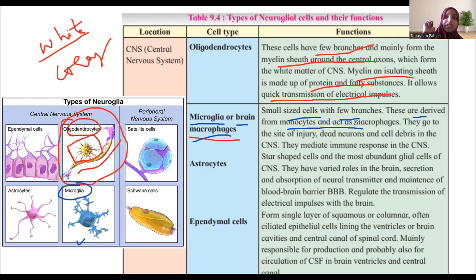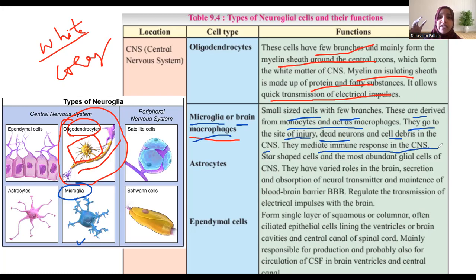They will do phagocytosis. They will eat up the infected cell. They will eat up any bacteria or any virus that has gained entry inside the body and is trying to cause infections. So they will go to the site of injury, wherever the infection or injury has taken place, and dead neurons, cell debris, all of them they will eat up. They will try to clear the area and make it free from any dead neurons, cell debris, or any kind of foreign antigen. Okay. They mediate the immune response in the central nervous system.